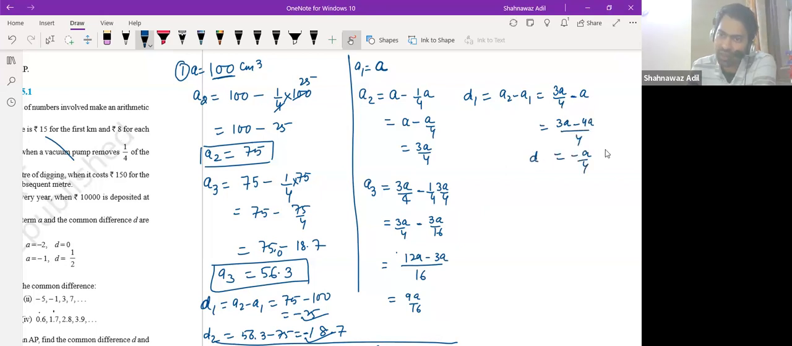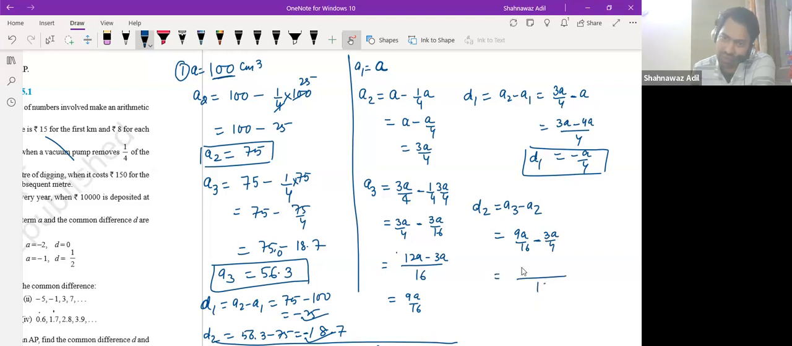So this is D1, and D2 is how much? This is A3 minus A2. So what is that? A3 is 9A minus 16 minus 3A by 4. This is 16, and this is 9A minus 4, so 12A. So this is how much? Minus 3A by 6. So are these equal?